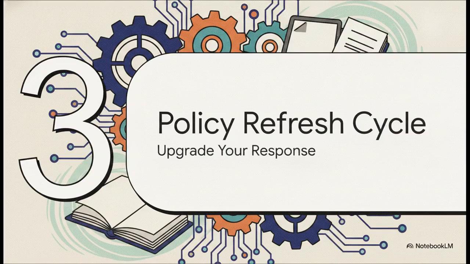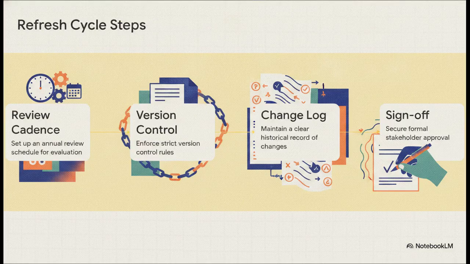Okay, let's pivot. Section 3, the policy refresh cycle. Time to upgrade our response. So what's the solution? We can't slow down the pace of AI, obviously, but we absolutely can upgrade how our organizations respond to it. Think of this refresh cycle as a mechanical engine, the healthy heartbeat of your operations. To build that engine, we rely on 4 vital pillars.